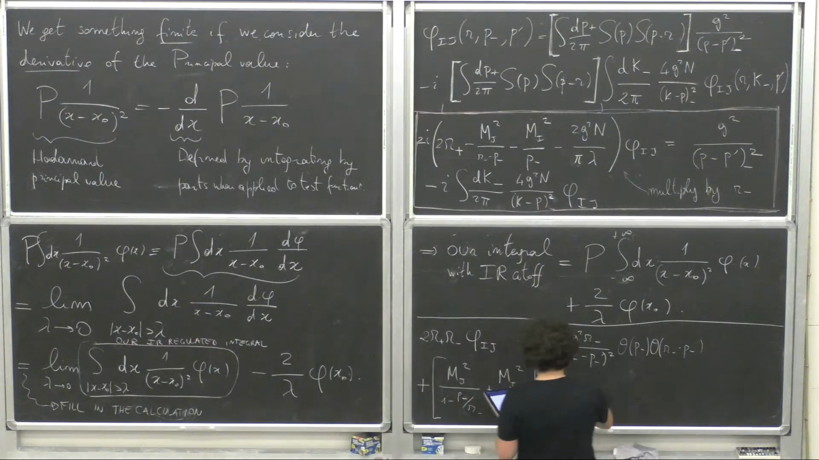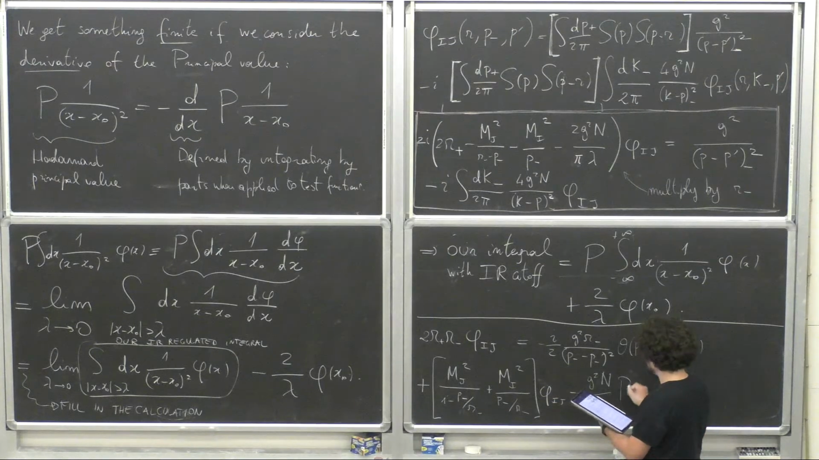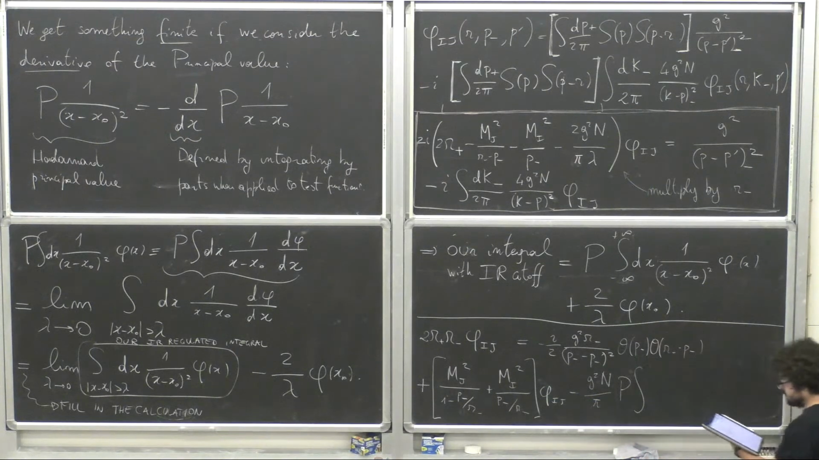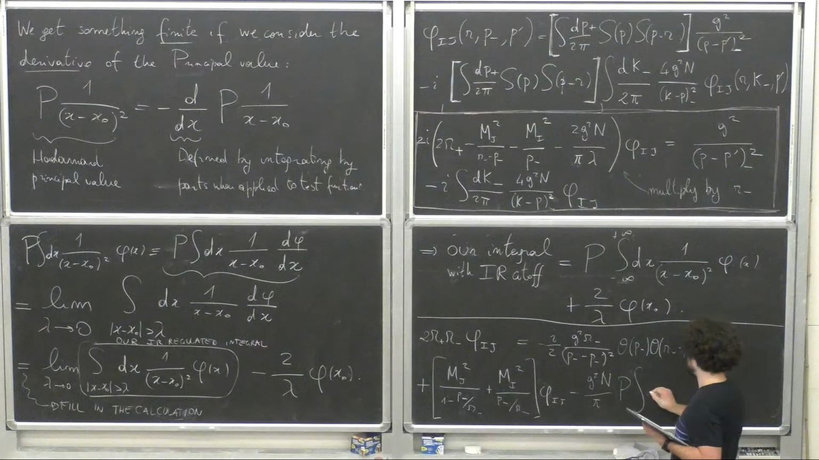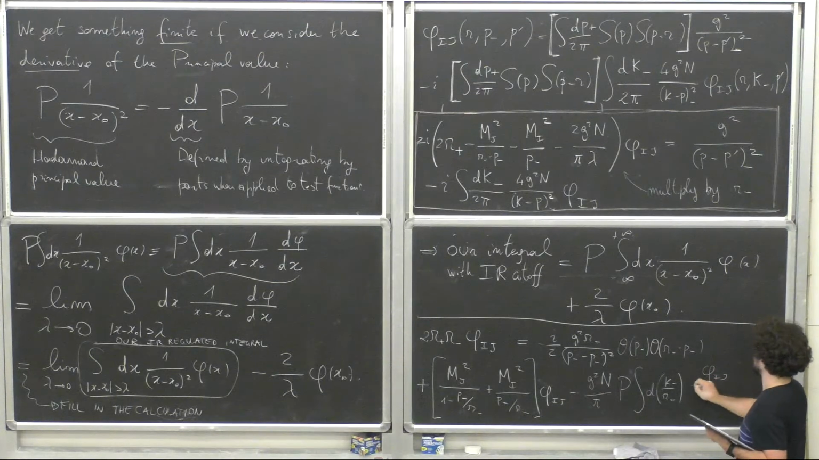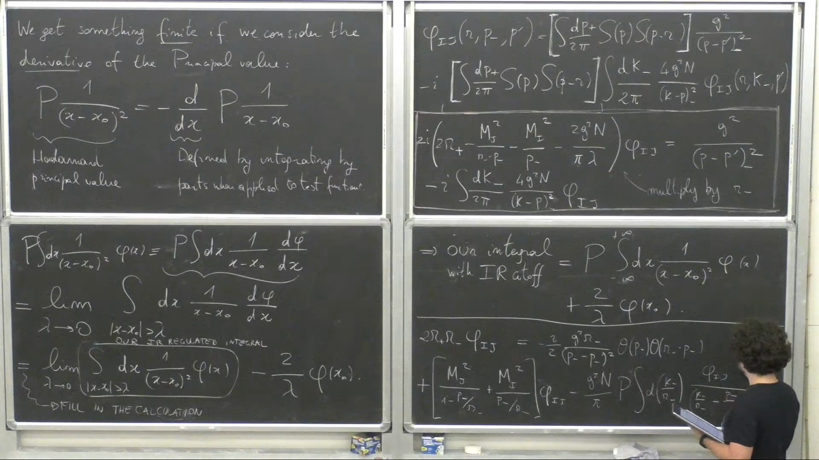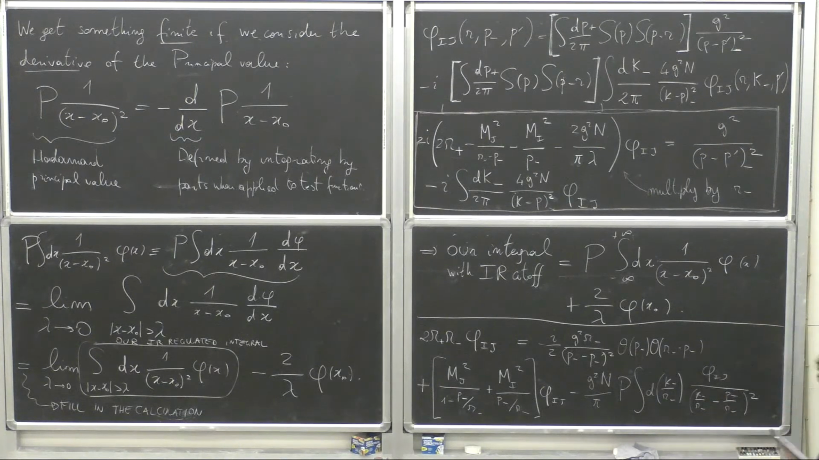And then we have this integral with the Hadamard principal value. To prepare for the next step, let me already write the integration variable as k divided by r. And here is k minus divided by r minus, minus p minus divided by r minus squared.